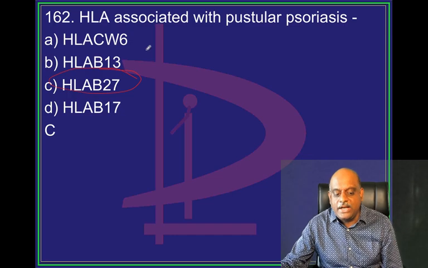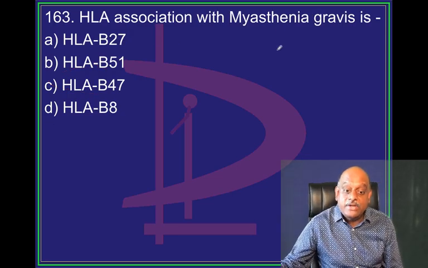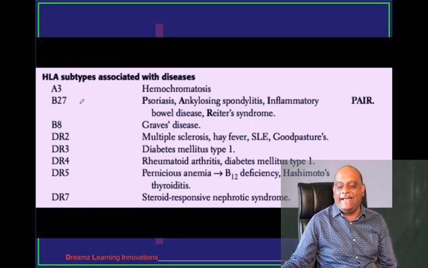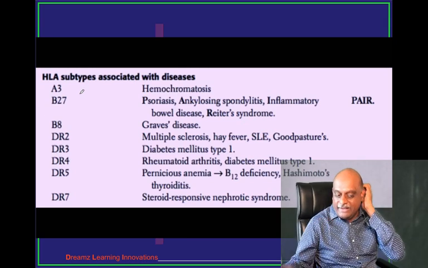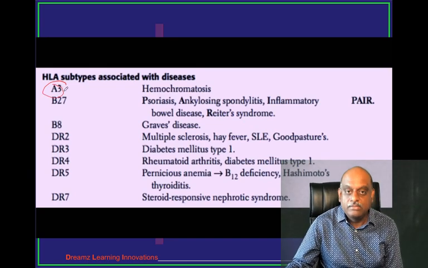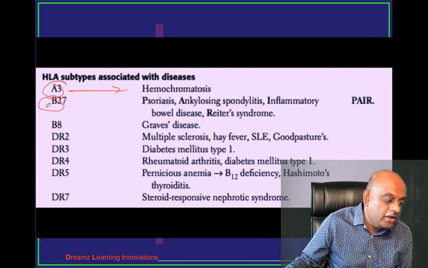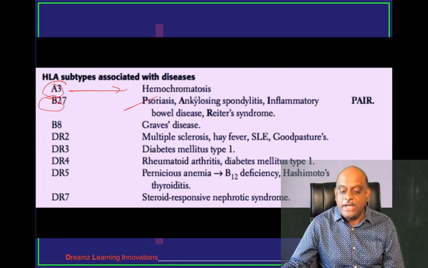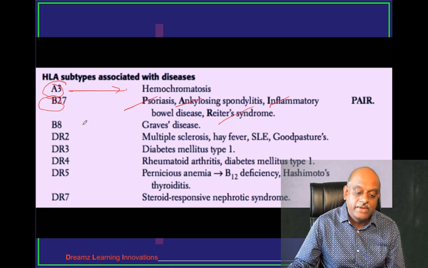So once more, HLA is something you have to mug up, doctor. What is the HLA of myasthenia gravis? It is HLA B8. Take a footnote of it. Very important topic. HLA A3 is what you see in hemochromatosis. HLA B27 in all the seronegative spondyloarthropathies: psoriasis, ankylosing spondylitis, inflammatory bowel disease and Reiter's disease.